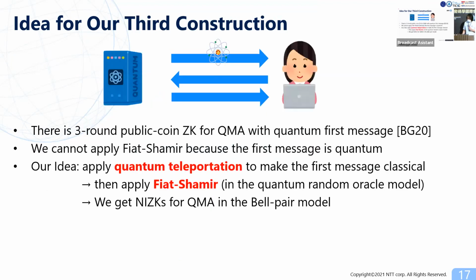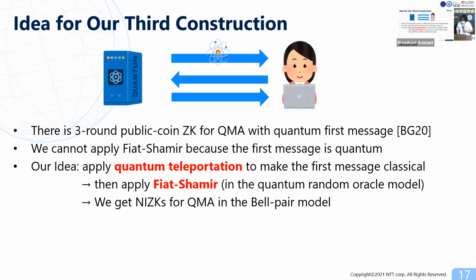And our third construction takes a slightly different route, but the basic idea is similar. For our third construction, we start from a 3-round public coin zero knowledge protocol for QMA, where the first message is quantum. This is also proposed by Broadbent and Grilo. The well-known technique to convert a 3-round protocol into a non-interactive protocol is the Fiat-Shamir transform. However, the Fiat-Shamir transform doesn't work if the first message is quantum, because in Fiat-Shamir, we have to hash the first message to generate the second message. But we don't have a good hash that takes the quantum message and hashes it to the second classical message. So we cannot directly apply the Fiat-Shamir transform.